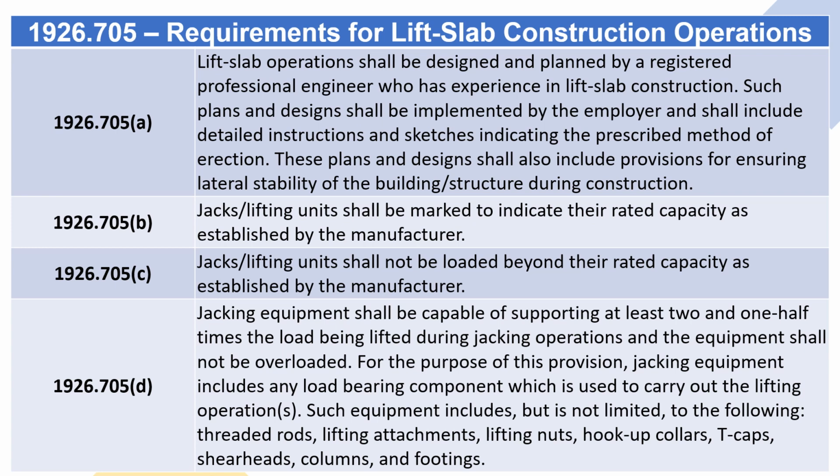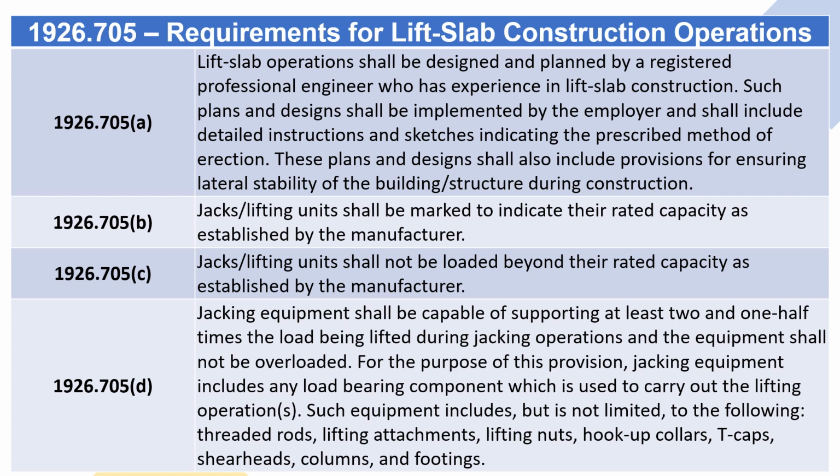1926.705(b): Jacks/lifting units shall be marked to indicate their rated capacity as established by the manufacturer. 1926.705(c): Jacks/lifting units shall not be loaded beyond their rated capacity as established by the manufacturer. 1926.705(d): Jacking equipment shall be capable of supporting at least 2 1/2 times the load being lifted during jacking operations, and the equipment shall not be overloaded.